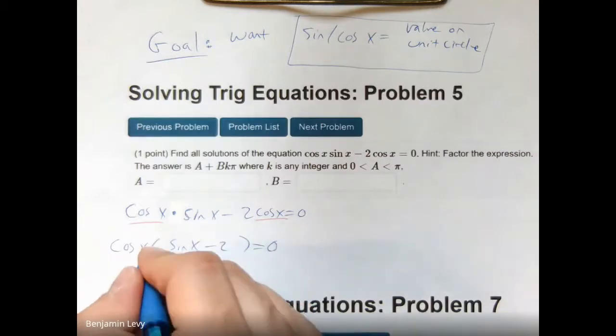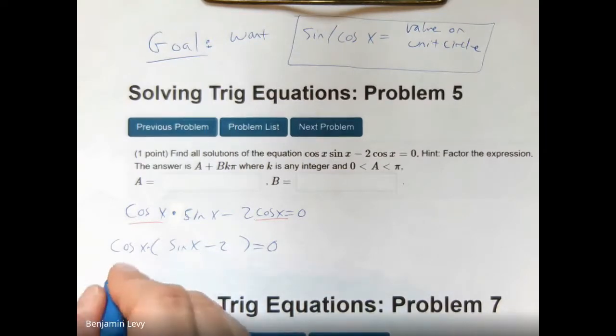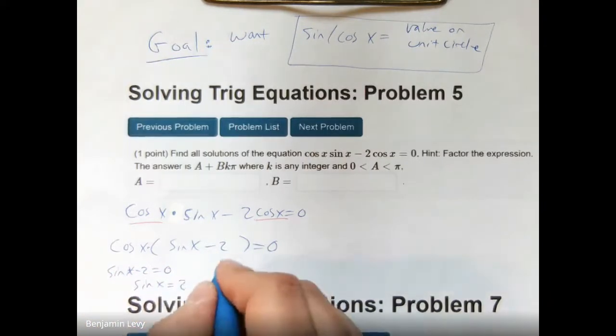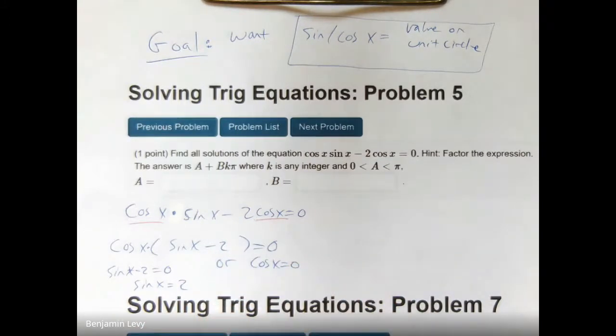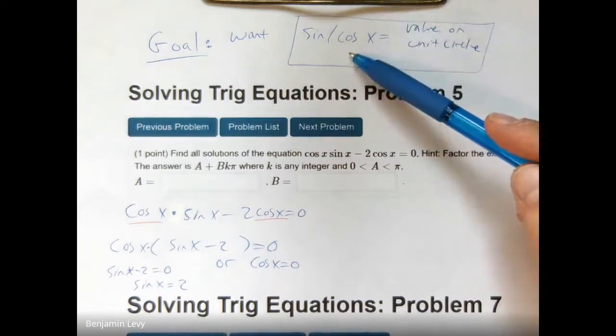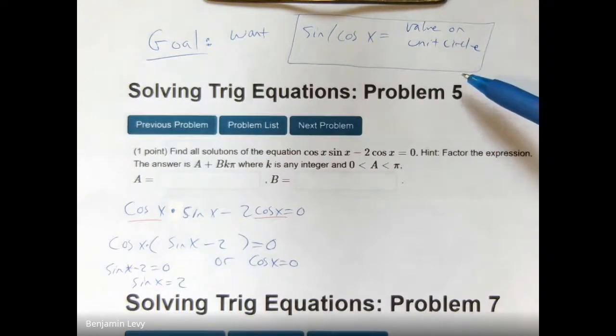And so the whole point of doing that, just like in that last problem we just did a minute ago, is when you have something factored, it makes it nice to set it equal to 0 separately. So you do cosine equals 0 and sine minus 2 equals 0. So we're looking for places where sine equals 2 or where cosine equals 0. And so we reached our goal. We got something that said sine or cosine equals some values on the unit circle. That was what we were going for, and that's what we have.